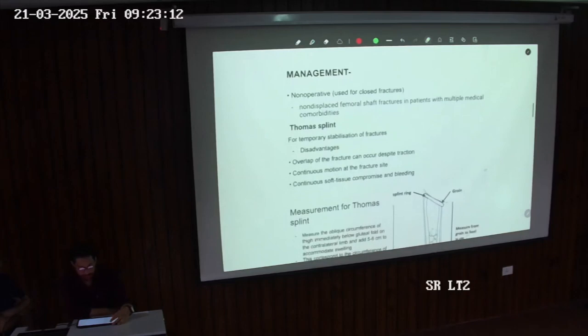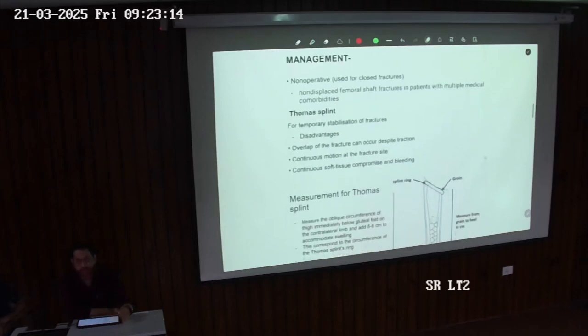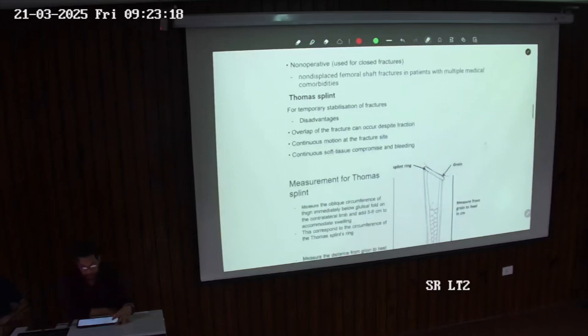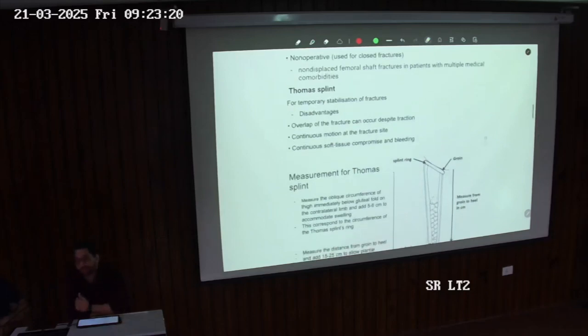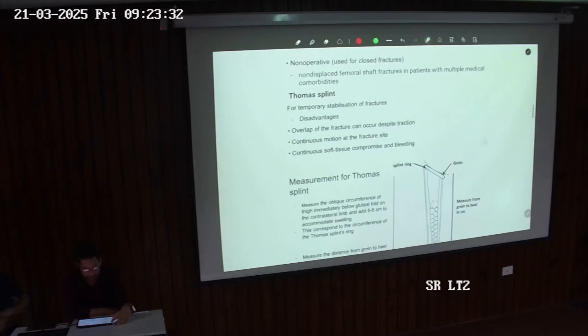How do we manage this patient? If non-operative management is required, first and foremost we apply a splint. This is the most common splint, and it is asked in every exam. The splint is the Thomas splint.